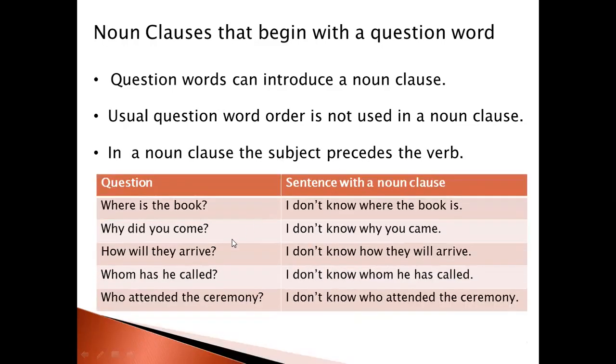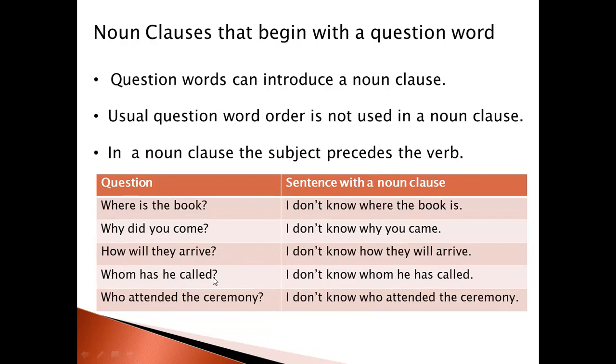Let's look at the following examples. If the question is, where is the book? The sentence with the noun clause can be, I don't know where the book is. Why did you come is the question. The noun clause would be, I don't know why you came. How will they arrive? The noun clause would be, I don't know how they will arrive.